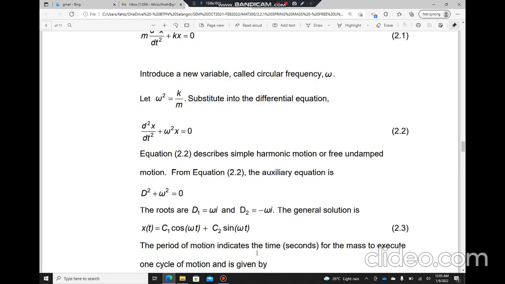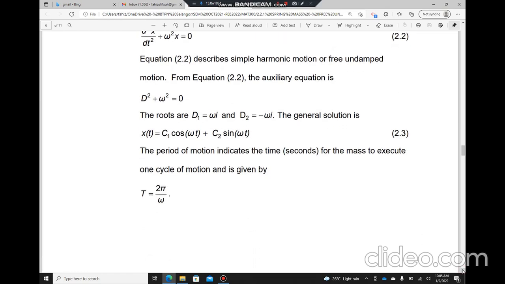The period of motion indicates the time in seconds for the mass to execute one cycle of motion. Kita ada satu lagi formula untuk period, which is T equals to 2 pi over w. So you need to know the value of w. So awak akan dapat nilai untuk period.